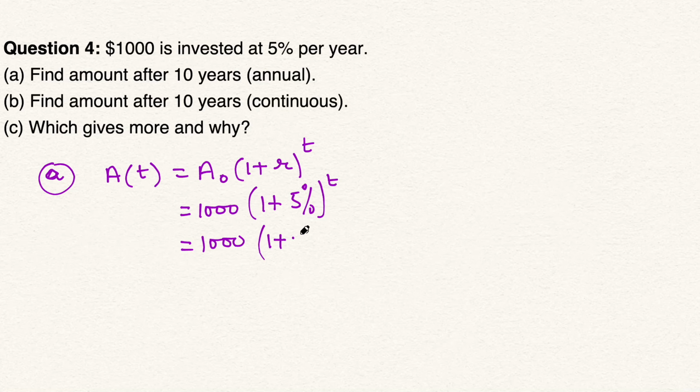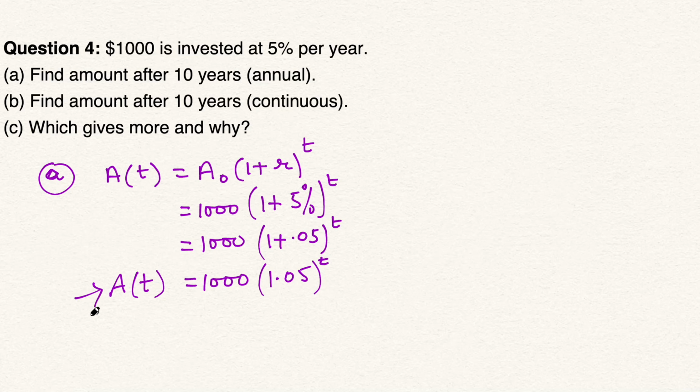Which is equal to 1000 times 1 plus 0.05. We have to show every step. But if you are taking the SAT, practice enough so that you can start your question from this particular step. 5% will be 0.05. Practice, practice. Because it's growing, it will start with 1.05. So it should start from here itself. It saves a lot of time and a lot of energy.